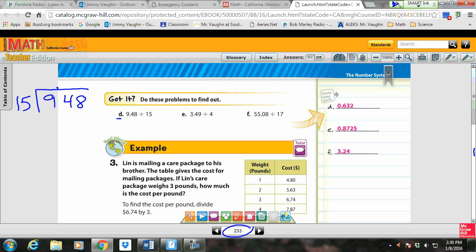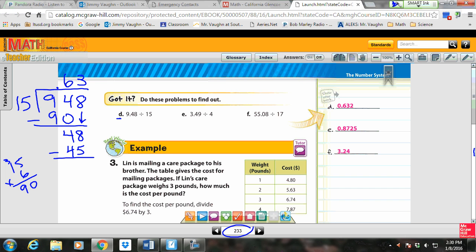So 15 can't go into 9, 15 into 94. Let's see, I know there's 60 minutes in an hour. That's 4 times 15 is 60. And so I think it's going to be close to 6. And so you have to go over here, when you're dividing, and try it out. Oh, good, 90. That fits nicely. Notice how I'm lining everything up. Subtract, bring down the 8. 15 goes into 48. Darn it, doesn't go in evenly. But that's okay. It goes in 3 times.